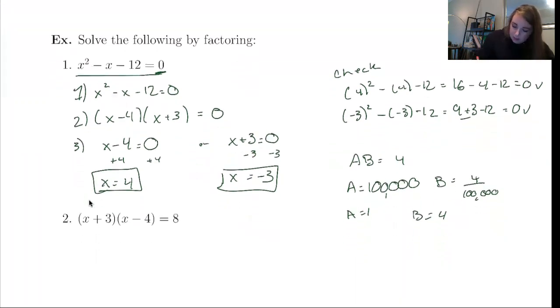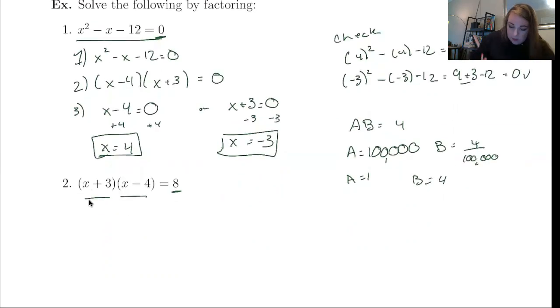So we see here, this is equal to 8, even though this is already nicely factored. So x plus 3 could be 100,000, and then x minus 4 could be 8 divided by 100,000. I could do that any way. It's not practical for us to have an infinite number of solutions.